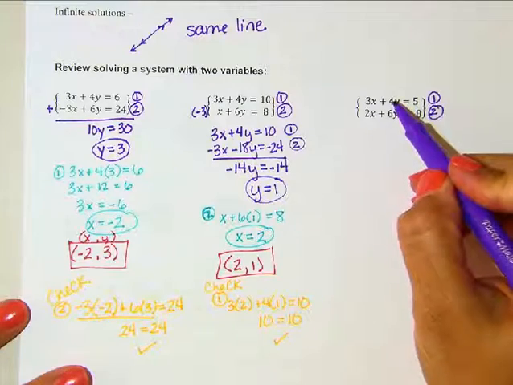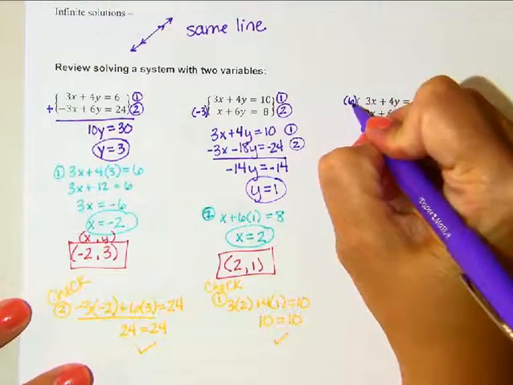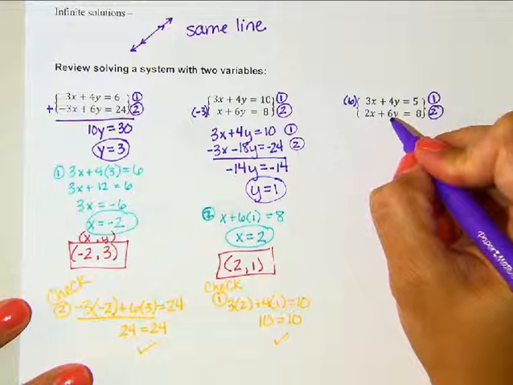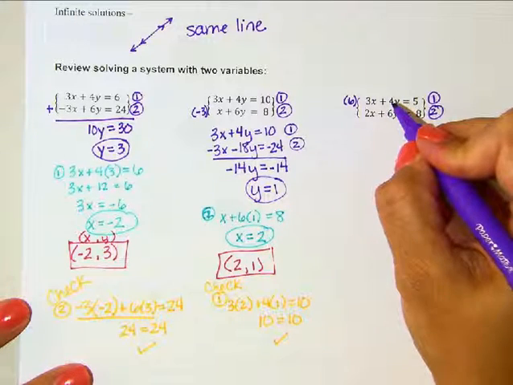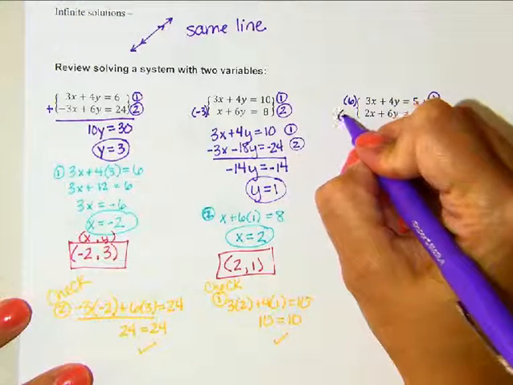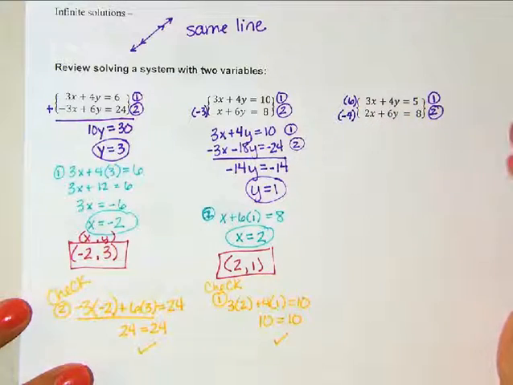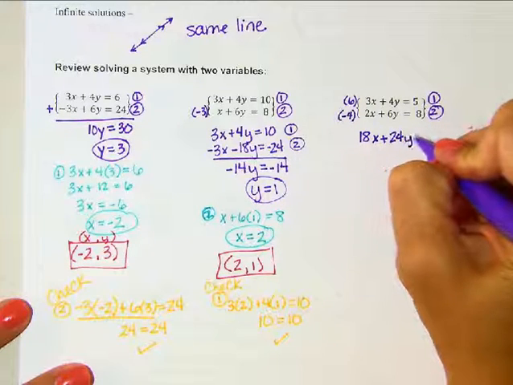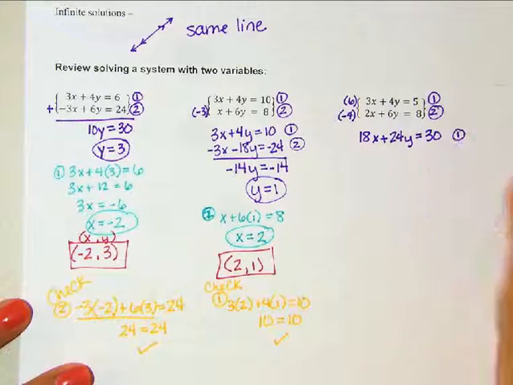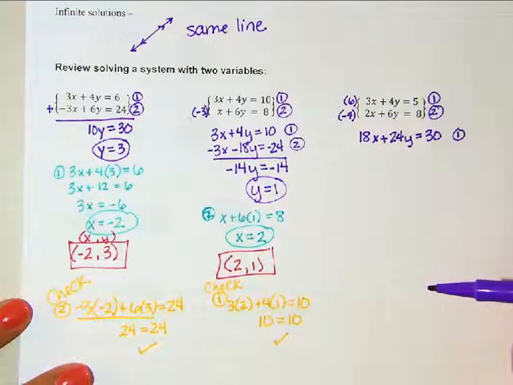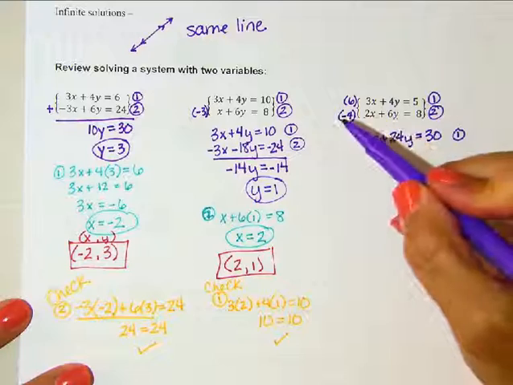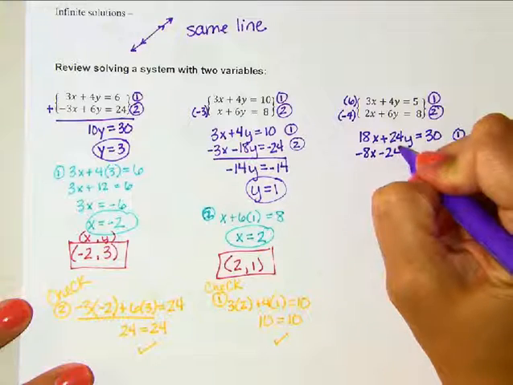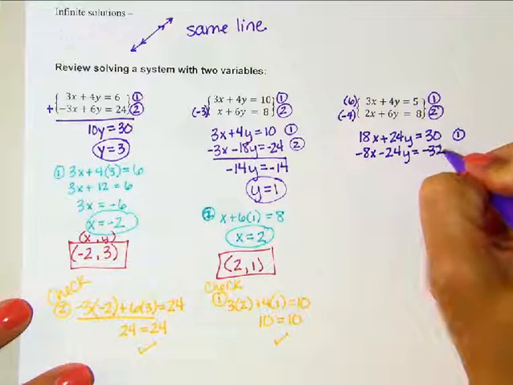So I'm going to multiply this top one by 6, because that'll make that 24. And this one, if I multiply it by 4, it becomes positive 24, but I need one of them to be positive and one of them to be negative. So I'm actually going to multiply it by a negative 4. All right, so equation 1 becomes 18x plus 24y equals 30. Still equation 1, I just took that equation and I multiplied it by 6. Now I'm going to take equation 2 and I'm going to multiply it by negative 4. So I get negative 8x minus 24y equals negative 32. That is still equation 2.